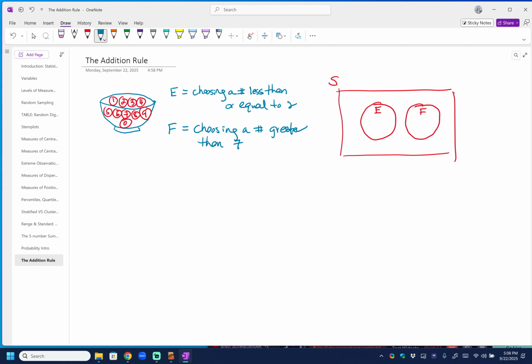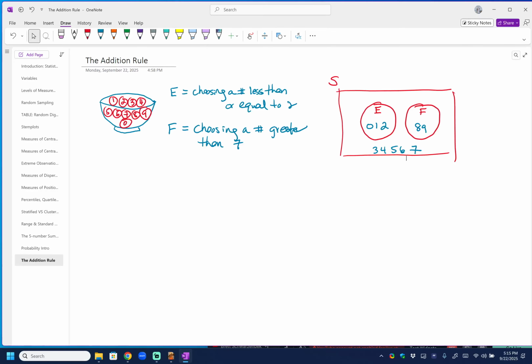According to our events, we should be able to put numbers into the events in the Venn diagram to show what we need. For example, if I say less than or equal to 2, then that would be chip 1, chip 2, and chip 0. So we would throw them into E. And for F, greater than 7 does not include 7, so that would just be 8 and 9. We therefore have a bunch of numbers left. If those numbers don't fall into these events, but they still fall in the sample space, then they would fall within the rectangle, but not the circles. So we're talking about, let's say, 3, 4, 5, 6, and 7.